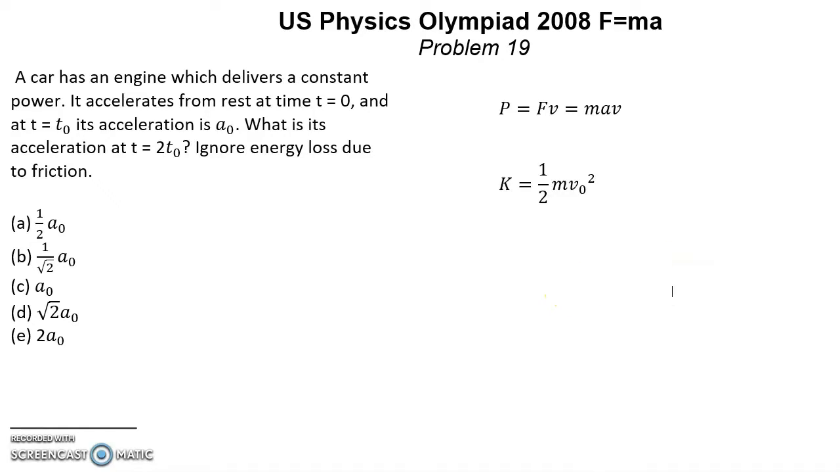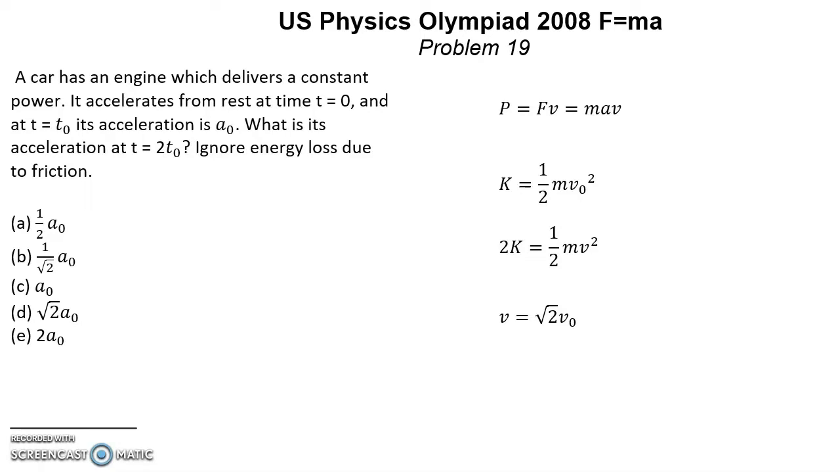So this is the expression for kinetic energy. This expression is good for time equal t0. If we have time equal to t0, we have to double our kinetic energy, which is this one. And from here we can immediately say speed equals root 2 v0. This is how our speed increases with time.